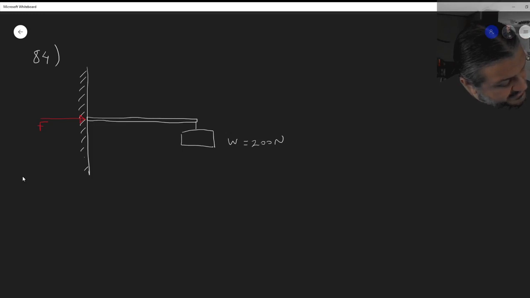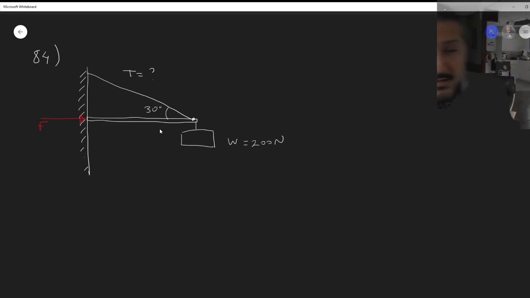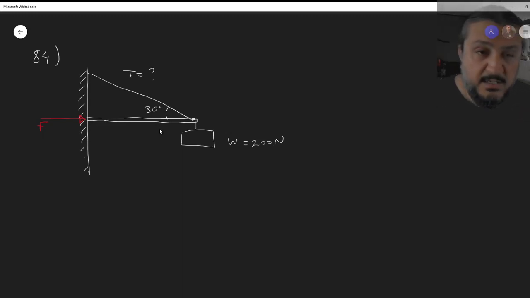And there is a cable supporting the strut. The cable is attached to the strut. Find the tension in the diagonal cable supporting the strut, and the angle it makes with the strut is 30 degrees. Okay, so we need to draw a free body diagram. For what? For the object, for the wall, for the rope, for the strut? Let's do it for the strut.